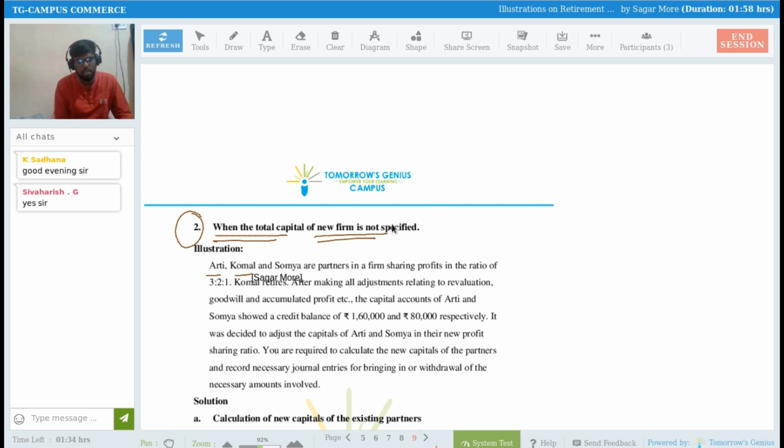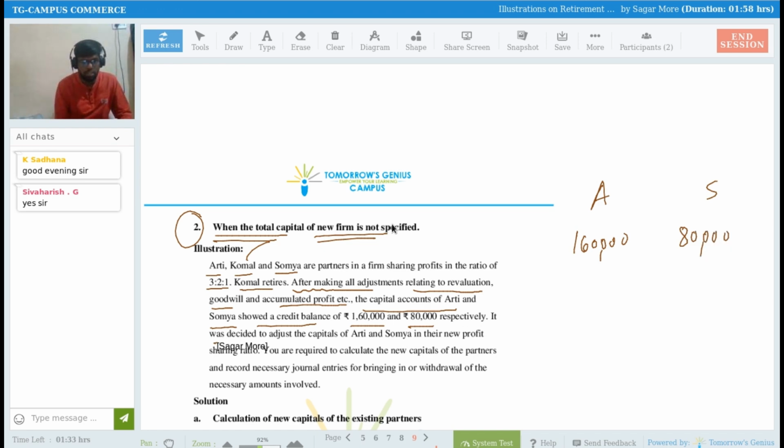See, Aarti, Komal, and Somya are partners in the firm, sharing the profits and losses in the ratio of 3:2:1. Komal retires. So Komal is retiring from the firm. After making all the adjustments relating to the revaluation, goodwill, and accumulated profit account, the capital accounts of Aarti and Somya showed a credit balance of 1,60,000 and 80,000. So after adjusting everything, their credit balance is 1,60,000 rupees and 80,000 rupees respectively.